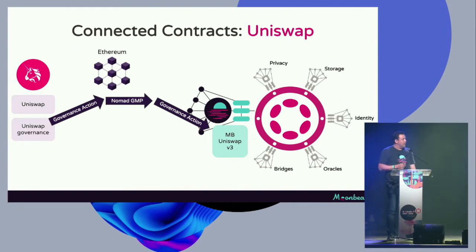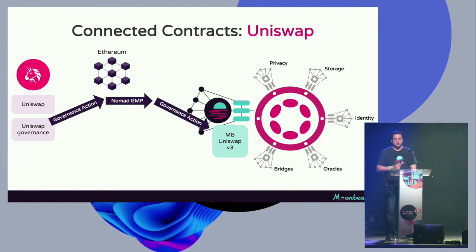So the way Uniswap is governed is via the UNI token, right, on Ethereum mainnet. And so what they said is, look, we want to manage, via a single governance domain, all of the remote deployments that we're pursuing now, Moonbeam being one. And so the idea is to use cross-chain messaging, in this case powered by Nomad, our partner Nomad, to facilitate this.